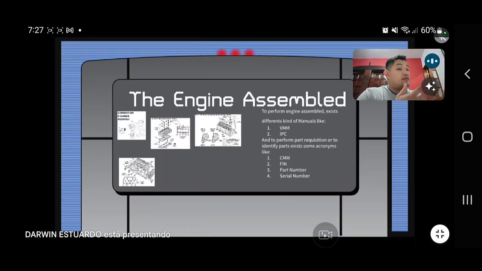Then you need to understand for what reason there are different kinds of manuals. Well, there is a VMM. What is the VMM? The VMM is the Vehicle Maintenance Manual. What is the Vehicle Maintenance Manual? It is a manual where we can find a lot of information to perform maintenance and installation. For example, there is a manual to install from a nut to the whole engine.